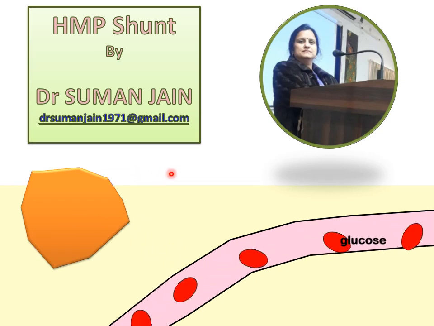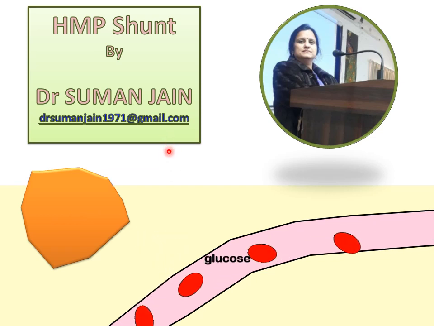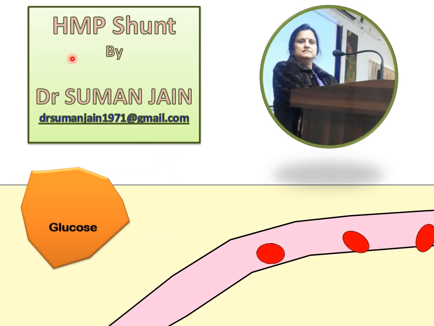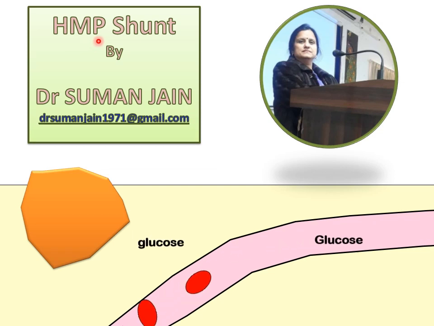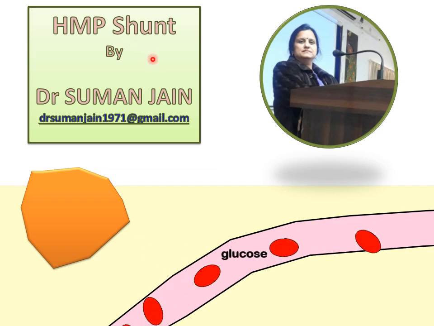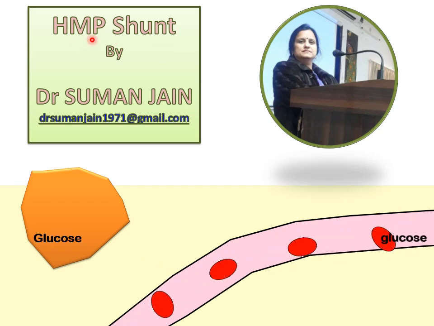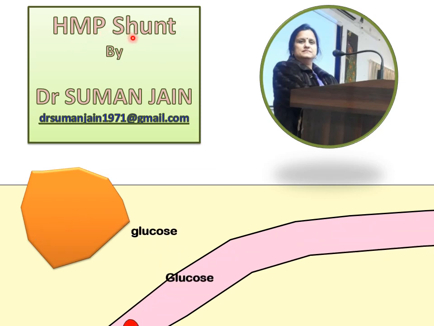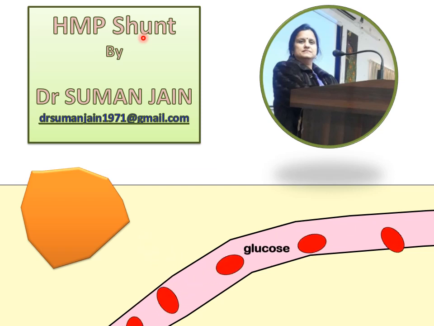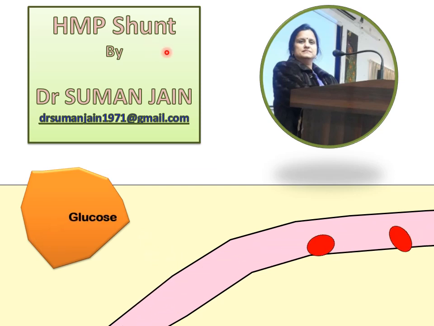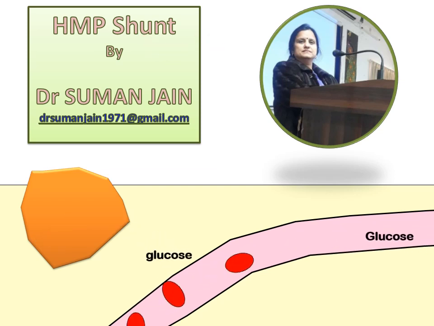Good morning. Today we start with a new metabolic pathway, that is HMP shunt. This is hexose monophosphate shunt. It is a shunt pathway, that is, it is not a main pathway, but it is a shortcut for a pathway, and hence it is known as hexose monophosphate shunt. It is also known as pentose phosphate pathway. So today we start with this HMP shunt.